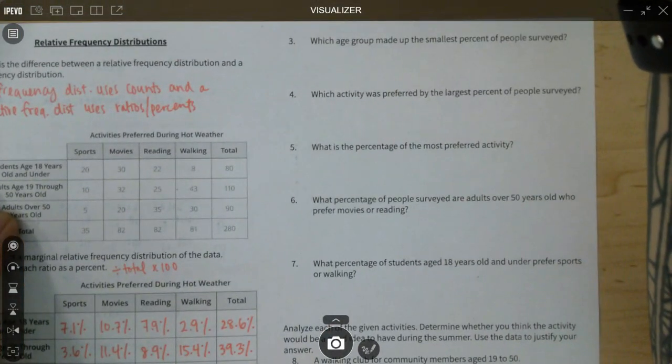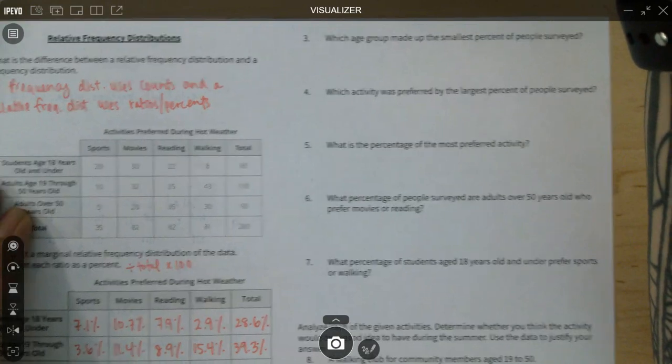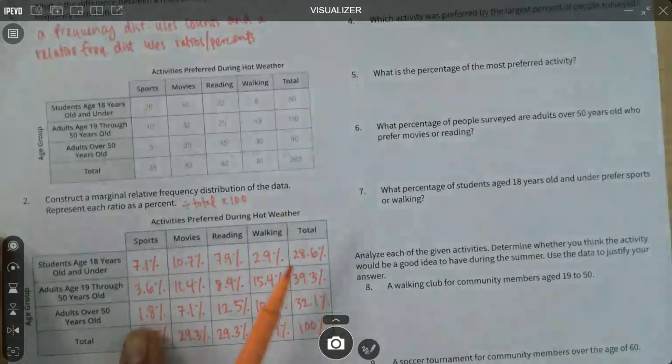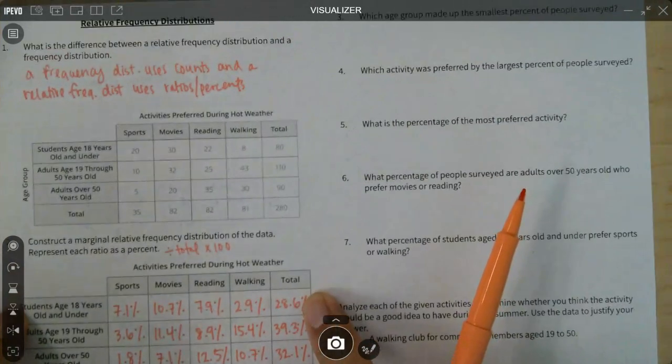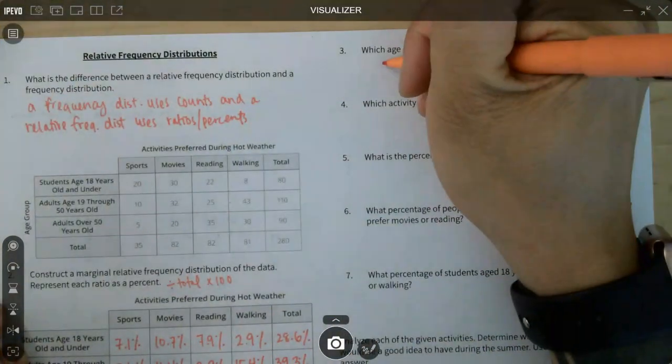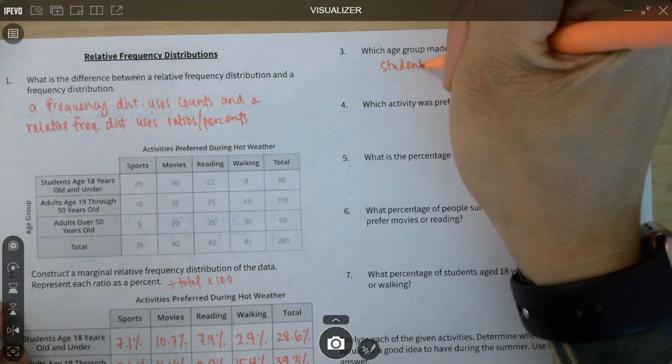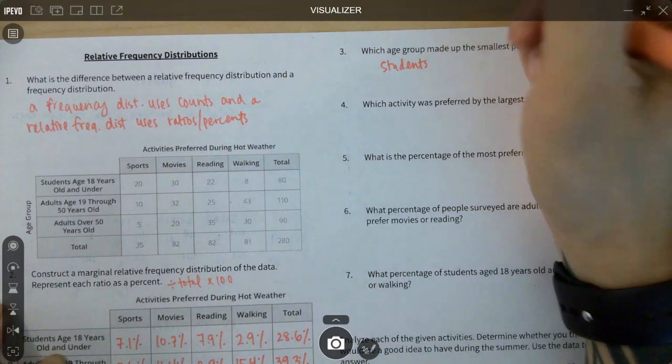The first question says, which age group made up the smallest percent of people surveyed? If we're looking at the age group here, the smallest percent is going to be students, sorry, 18 years old and under.